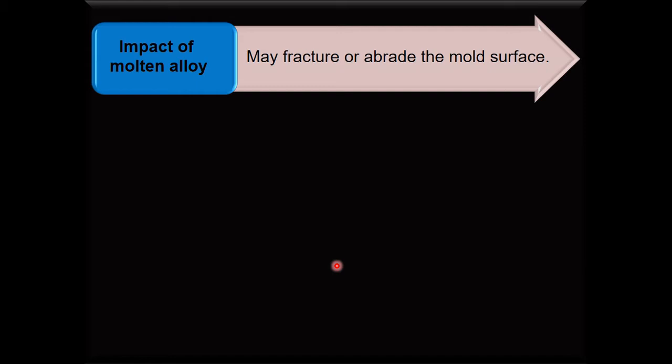Now the impact of the molten alloy. The direction of the sprue former is very important, because it should be such that the molten alloy does not directly hit the weak portion of the mold surface. Otherwise, it may fracture or abrade the mold surface. Sometimes the abraded area is smooth and it is not detected in the casting, but sometimes it appears as a raised surface on the casting.